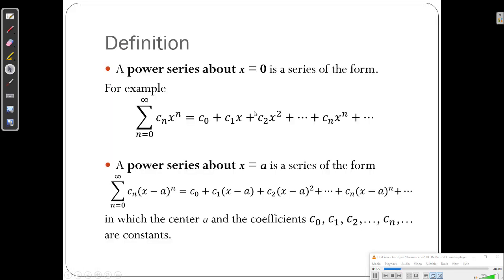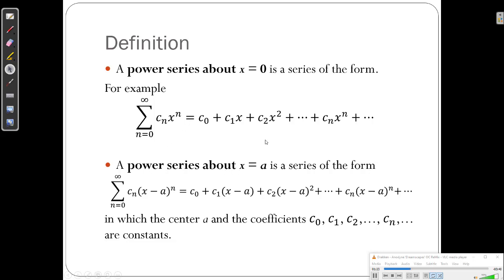So first, what is a power series? Well, a power series about x equals 0 is a series of this form, c sub n x to the n. You could think of it as a geometric series, but your constants change with each term, whereas in a geometric series, this is just a constant. So a geometric series is actually a special case of the power series of this form.